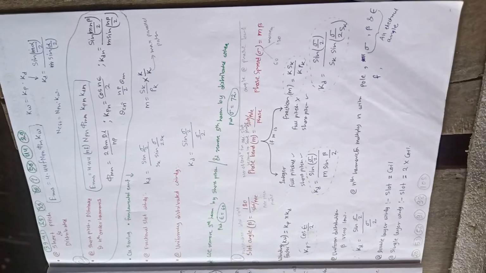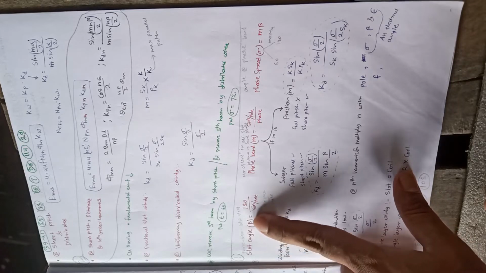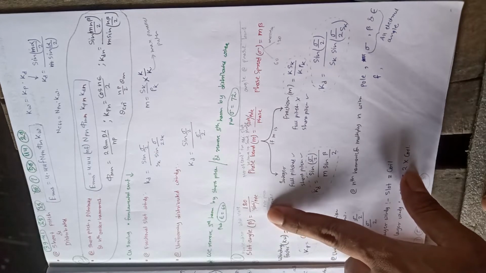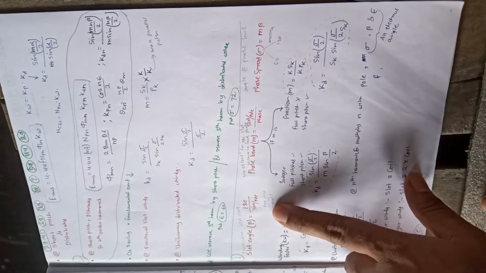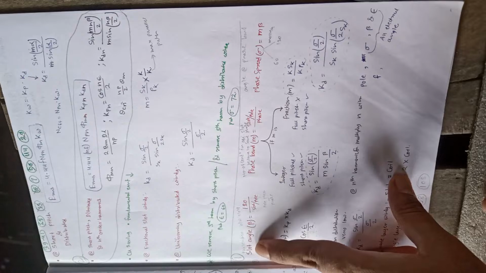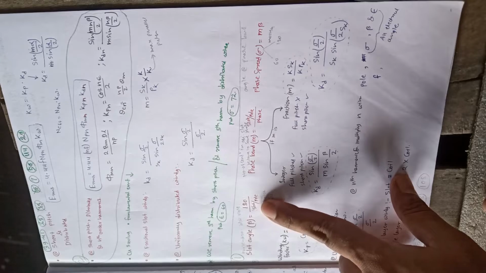In the working part, basically we discuss the formation of EMF in the synchronous machine. We start with basic 3 points. Slot angle beta equals 180 upon slots per pole, and slots per pole is also called pole pitch. Slot angle beta is the phase displacement between two slots, and its formula is 180 upon slots per pole per phase.